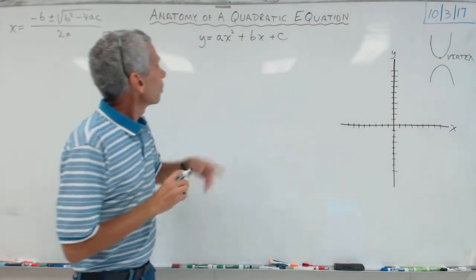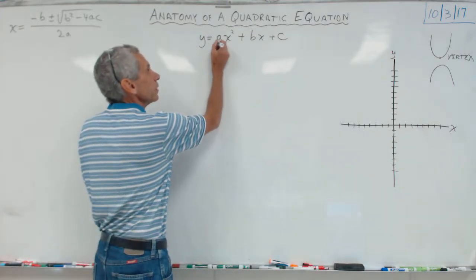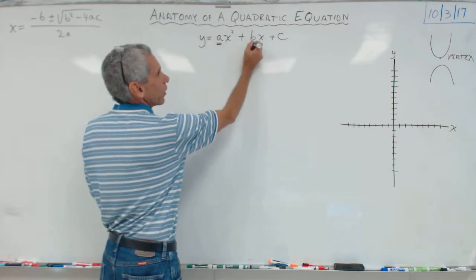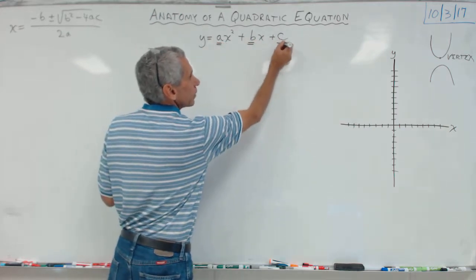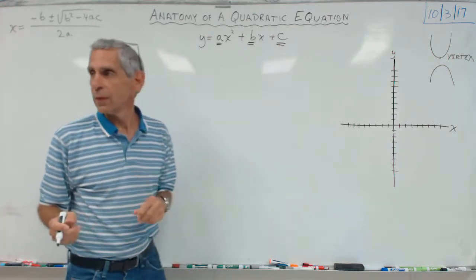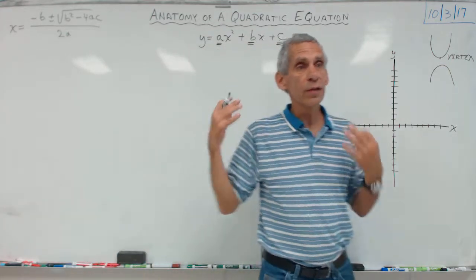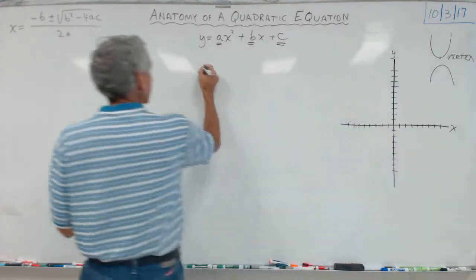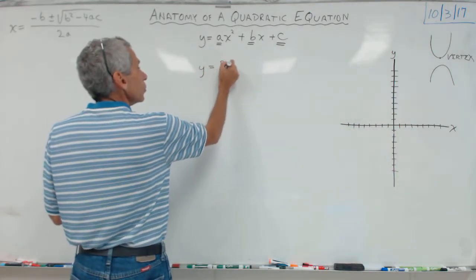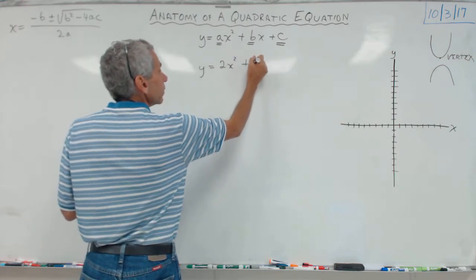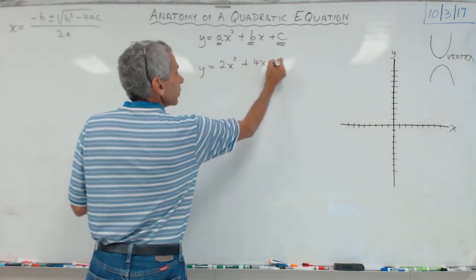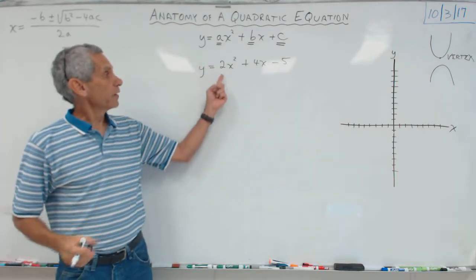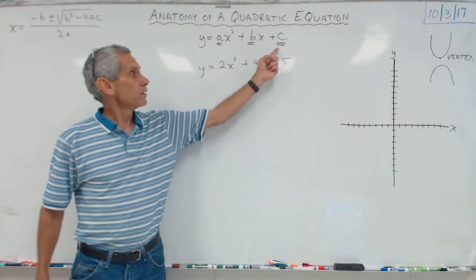Now, what I want to talk about is that with a quadratic equation, you have y equals ax squared plus bx plus c. And if you know what those letters do, they're actually real numbers in an equation. For an example, you might have y equals 2x squared plus 4x minus 5. That's an example of a quadratic equation, where a is a number, b is a number, and c is a number.